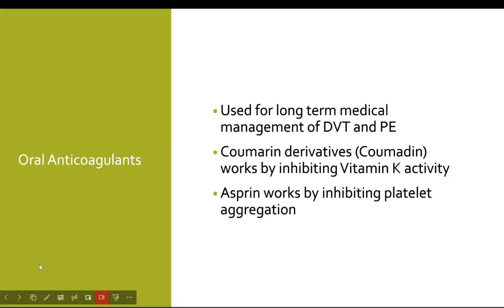Then we have oral anticoagulants. Once again, these are used for long-term management. Oral anticoagulants, especially for DVT, deep venous thrombosis, and PEs, which means pulmonary embolism. We use a lot of coumarin derivatives, for which Coumadin is the brand name. Coumarin derivatives work by inhibiting vitamin K activity. So they bind up to vitamin K, which then inhibits both the intrinsic and extrinsic pathways of clotting.